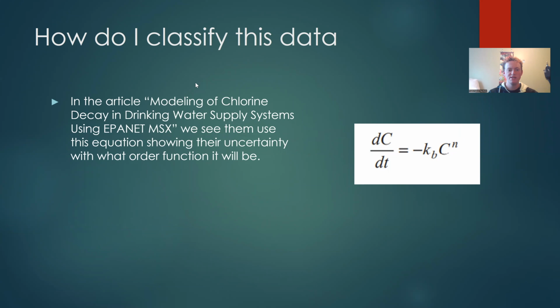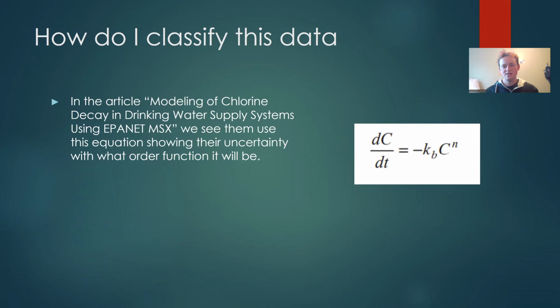So we're going to be referencing this article a lot, modeling of chlorine decay in drinking water supply systems using Epanit MSX. I'm not sure if I'm pronouncing that tool correctly, but I'm giving it my best shot. But this article is another one that analyzes chlorine decay in pipes and how it's distributed. And it also gives us our central equation to the right. dc over dt equals negative kb times c to the n.